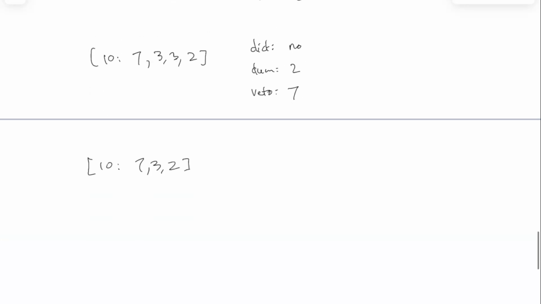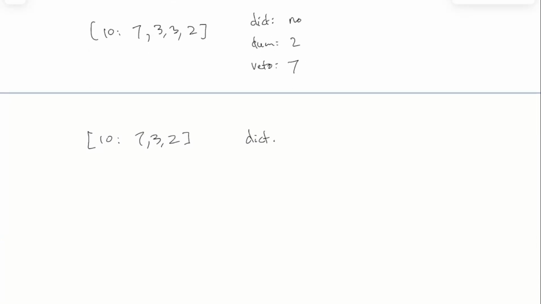Let's just talk this last one here. Dictator, dummy, veto. All right, again, dictator is the easiest one. None of these are dictators because none of them by themselves is making it to 10. So there is no dictator. What about dummies?